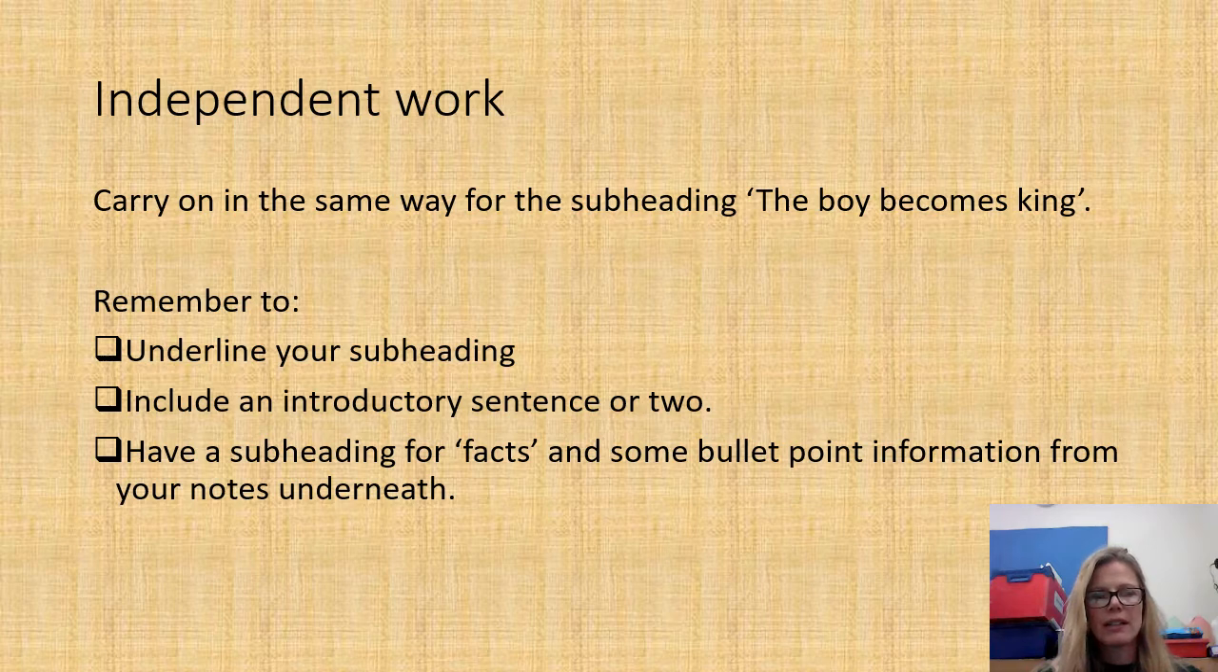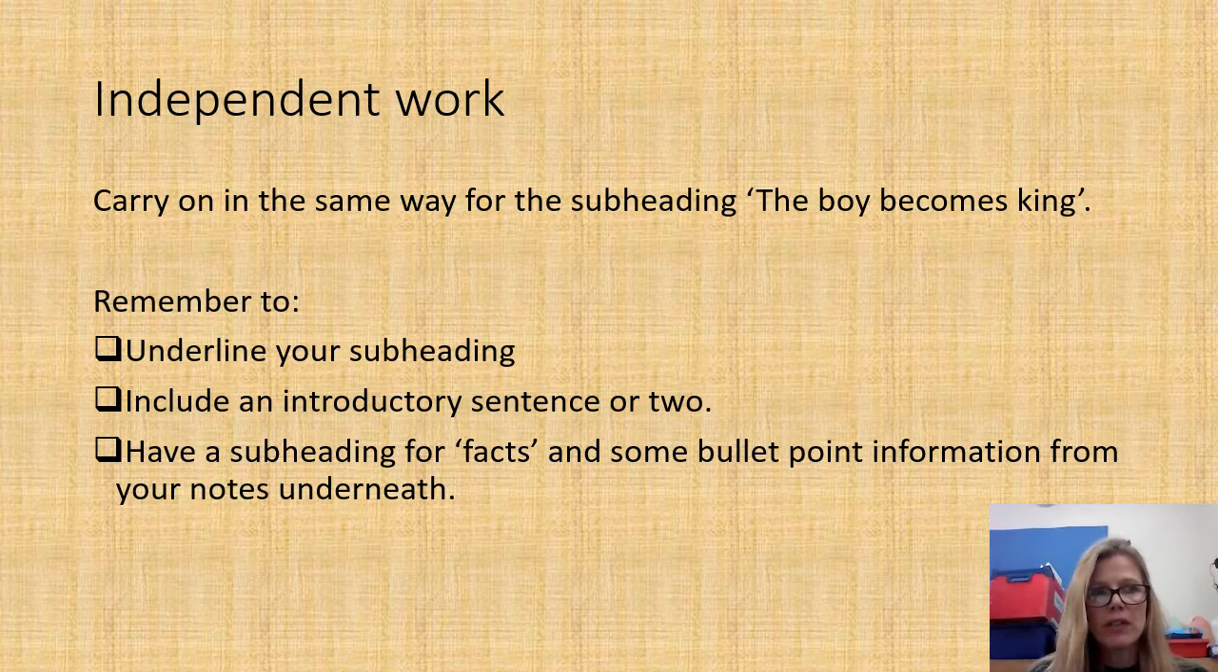Right, yesterday I asked you to do an independent task. Sorry about this machine making noise in the background. I asked you to write the bit of the biography that will have the subheading, "The Boy Becomes King," and you had to underline the subheading, include an introductory sentence or two, and have a subheading for facts with bullet point information underneath. And you were supposed to use your notes, or you could have used my notes. So hopefully you've completed that, and now we're going to check or compare what we did.